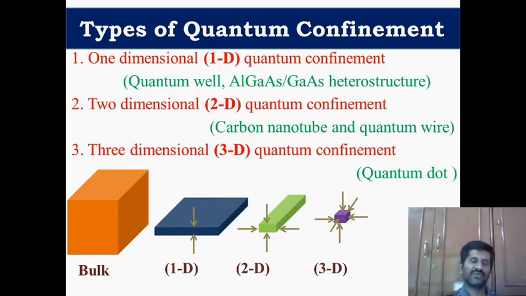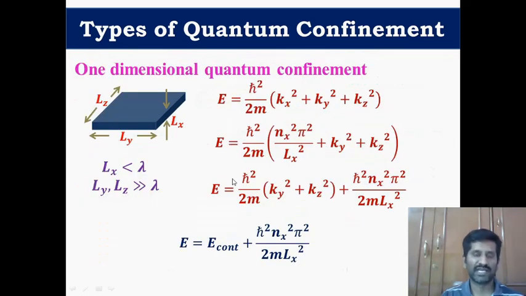It's understood that if you reduce the remaining one more dimension to lambda by 2 order, you can confine the electron within 3 dimensions. It is called three-dimensional quantum confinement. For example, quantum dot, a nanoparticle with a dimension of lambda by 2 order. Now we have to find the energy distribution in a one-dimensional quantum confined structure. We know the energy of the electron. Since only one dimension produces confinement, you can apply the discrete formula for only one dimension.